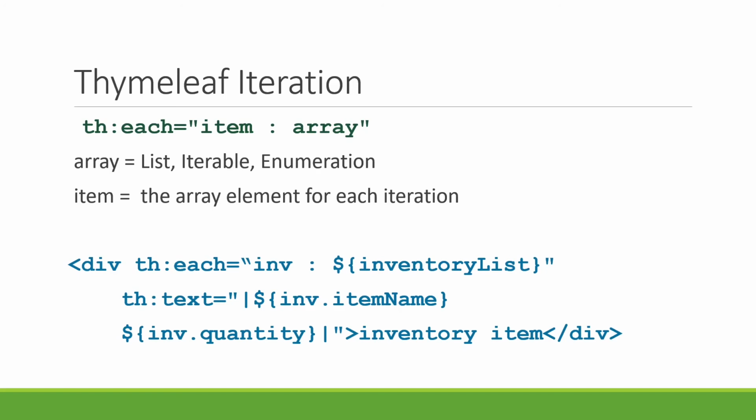It's very cool. Now notice that the item variable inv is not in a variable expression. It's not inside the quotes. That's because we're basically defining the variable, but inventory list is in an expression because it's referring to a stored attribute, like a model attribute or some other variable that already exists.